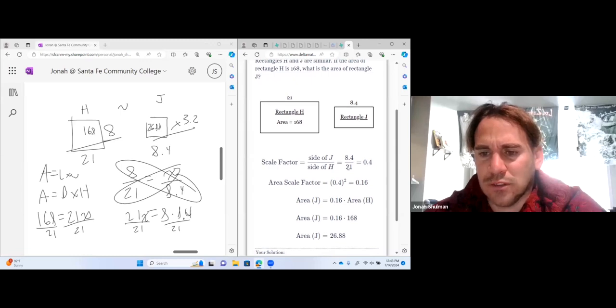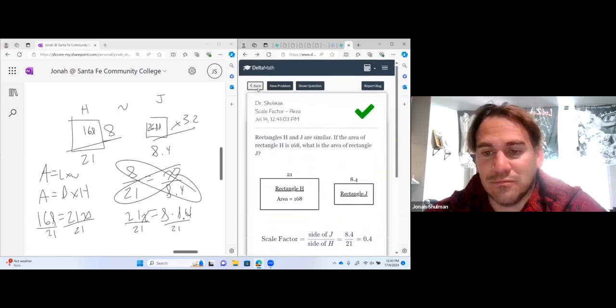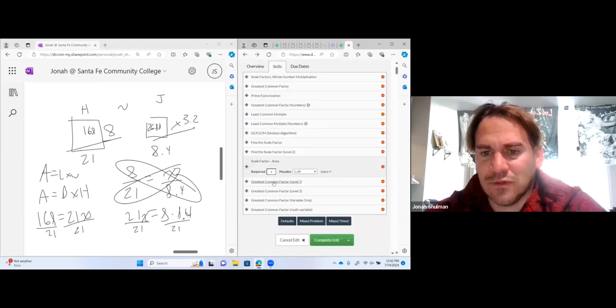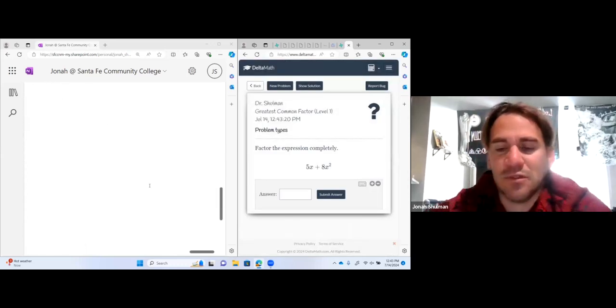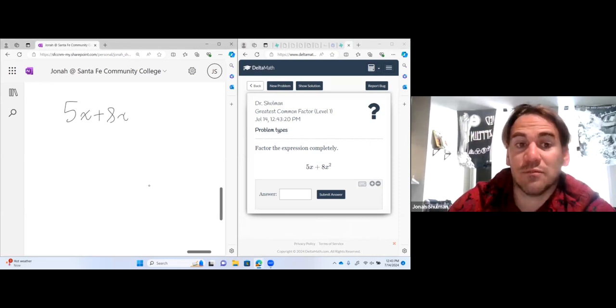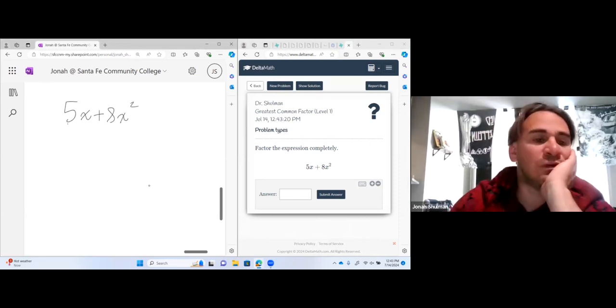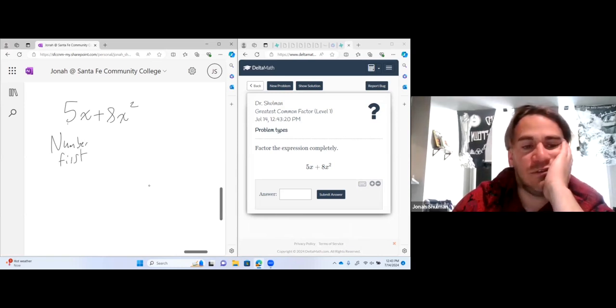Their way is crazy. So they found the scale factor of 1 to get the missing side. I don't like that way at all. All right, let's do these couple left. Ooh, here we go. So these might seem a little harder, but it's still finding the greatest common factor, but now we have variables in the mix. So I always do the number first, and then I do the variable.